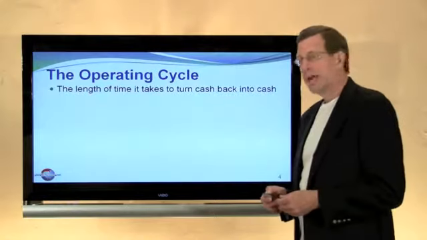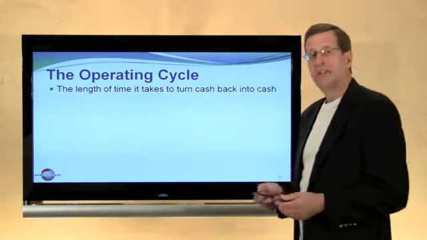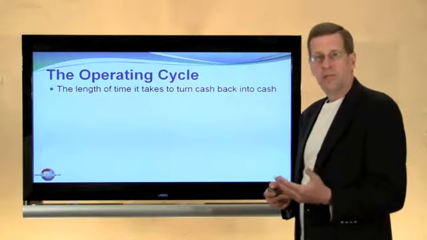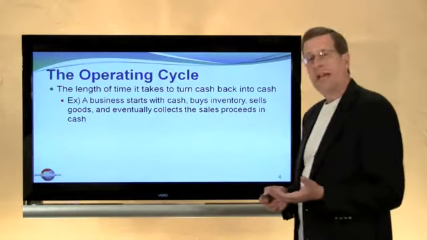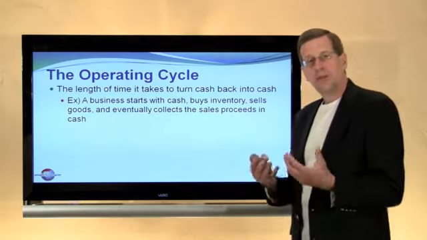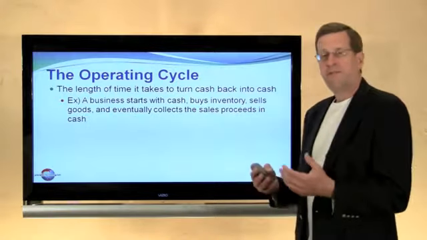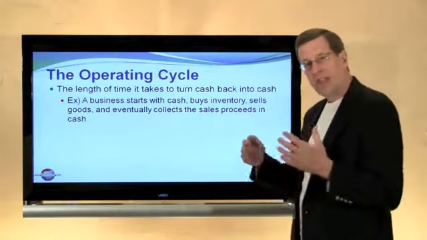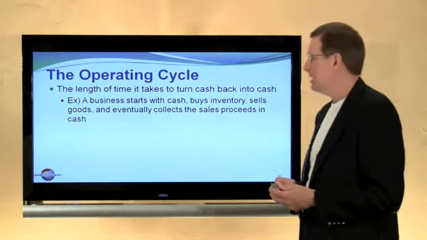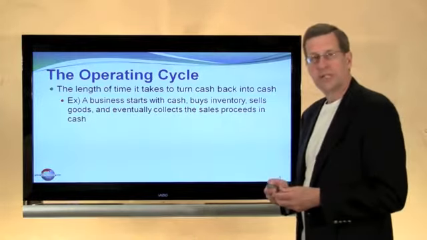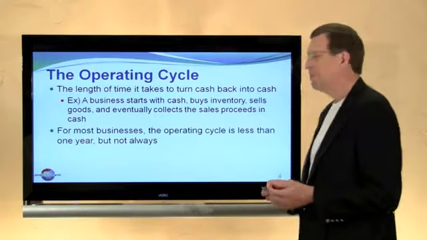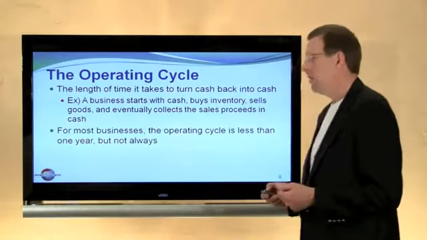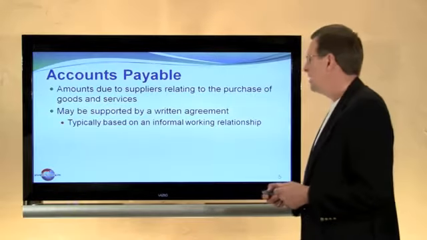This recalls a recollection of the operating cycle. That's the length of time it takes to turn business cash back into business cash. A business might start with cash, buy inventory, sell those goods and carry a receivable, and then eventually collect the receivable. The length of time it takes to do that is the operating cycle, and that's part and parcel of considering the definition of a current liability. For most businesses, the operating cycle is less than 1 year, but that's not always the case.